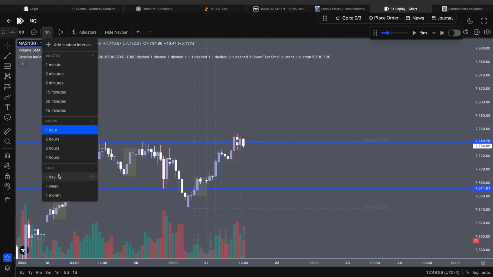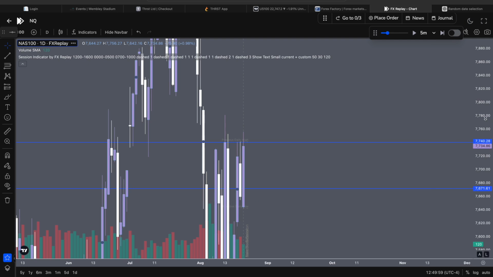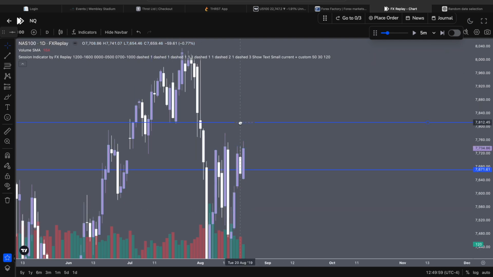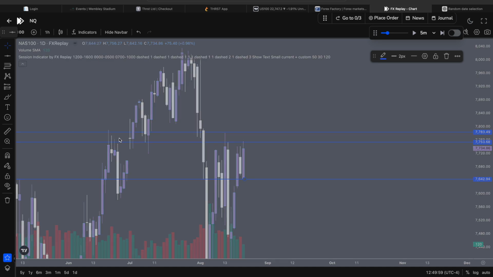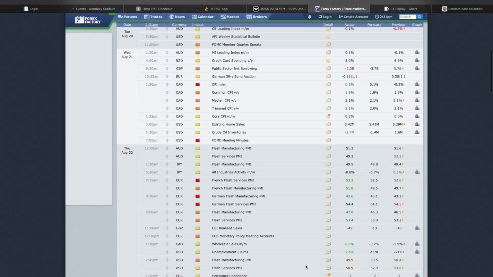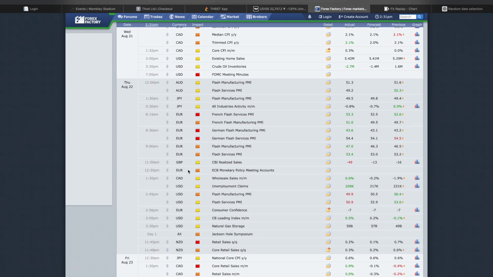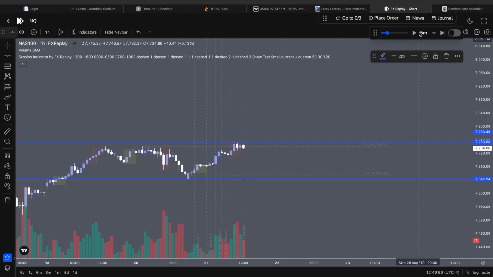Okay, let's go back to the daily. We're super bullish on the daily. My next target will be this high over here, but let me add another line here. Previous daily high, previous daily low. Let's go with the 1 hour time frame. Check news on Thursday. There's no important red folder news, so let's go with the 1 hour time frame.